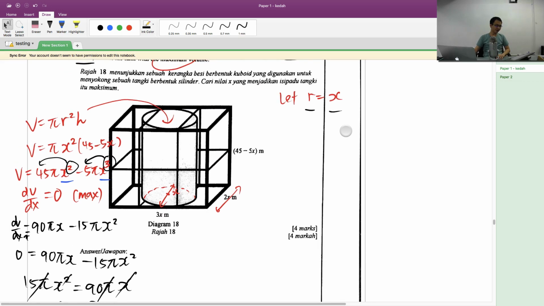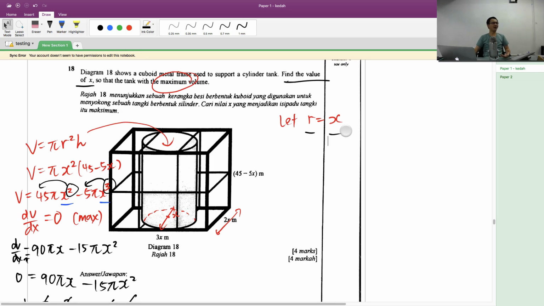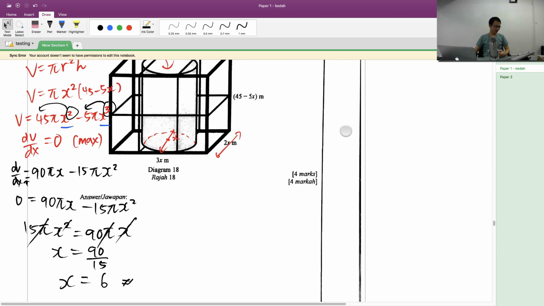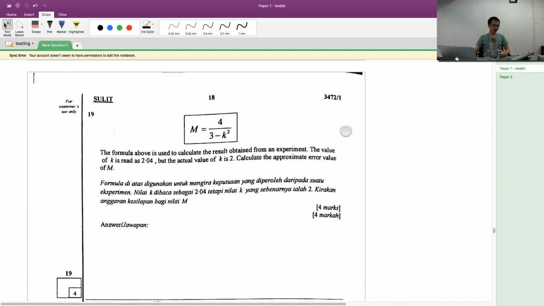Whenever you see maximum or minimum, in Add Math you can only differentiate and set it equal to 0, or do completing the square. So far, I think only these two possibilities whenever you see maximum or minimum. Alright, I will move on to the next question. If you have any questions, please stop me.